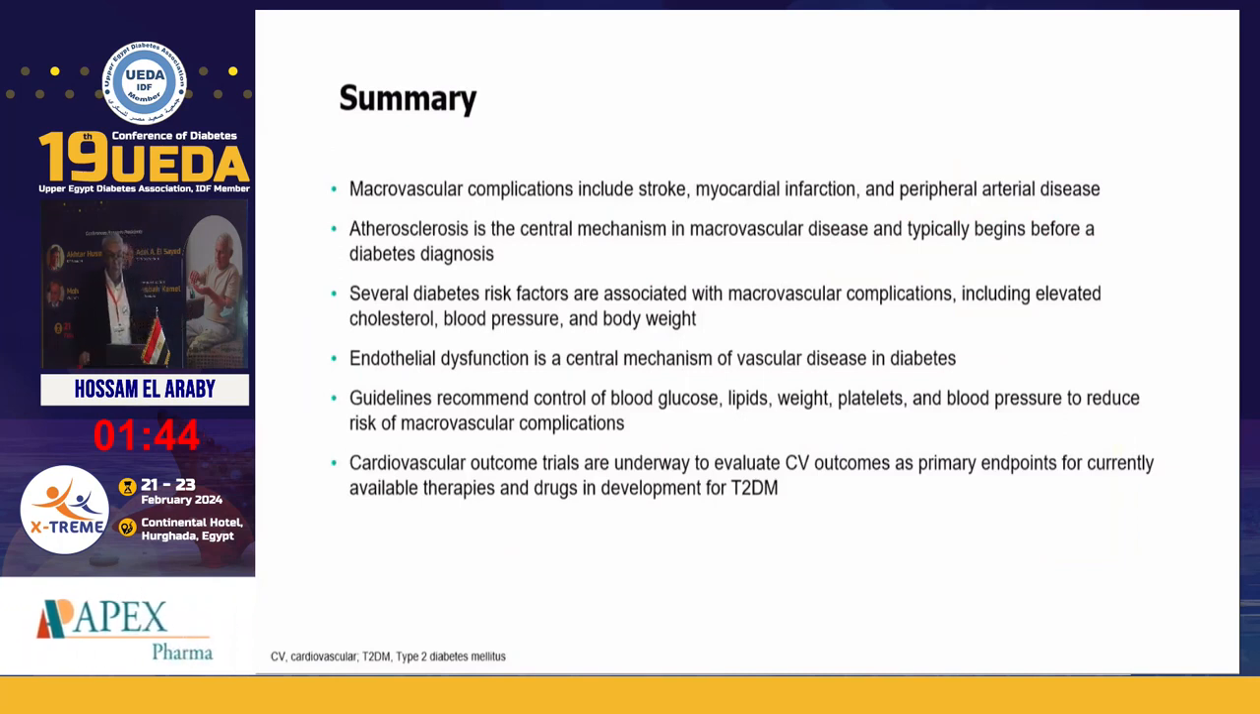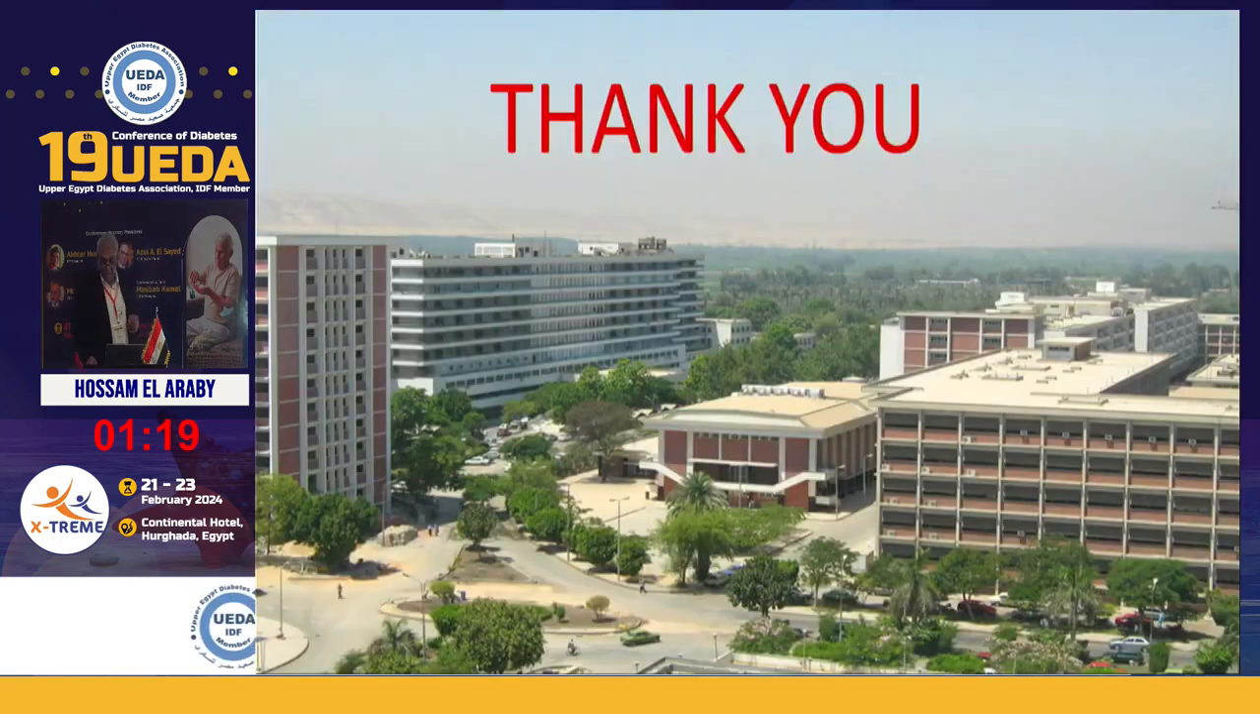In summary, macrovascular complications include stroke, myocardial infarction, and peripheral arterial disease. Atherosclerosis is the central mechanism of these. Several diabetic risk factors are associated with macrovascular complications. Endothelial dysfunction is a central mechanism. Guidelines recommend the control of these risk factors, and cardiovascular outcome trials are underway to evaluate cardiovascular outcome and primary endpoints for currently available therapies and drugs in development for type 2 diabetes.